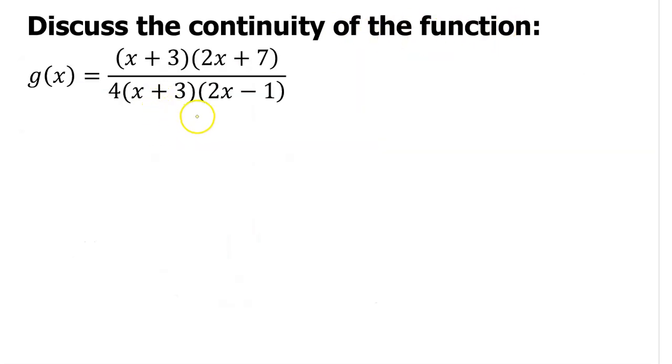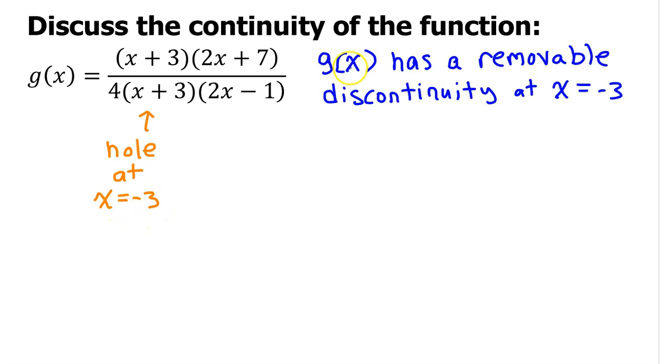If you are not given a graph, you need to use your pre-calculus skills to identify holes and vertical asymptotes. The factor of x plus 3 in the denominator that's canceled out by another factor of x plus 3 in the numerator means we have a hole at x equals -3. In other words, g of x has a removable discontinuity at x equals -3.